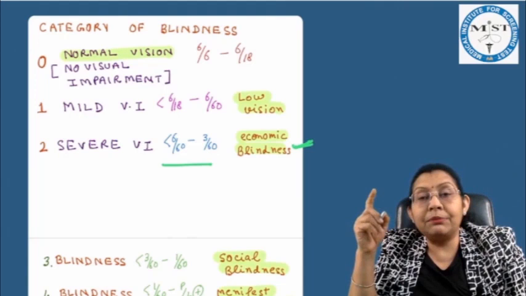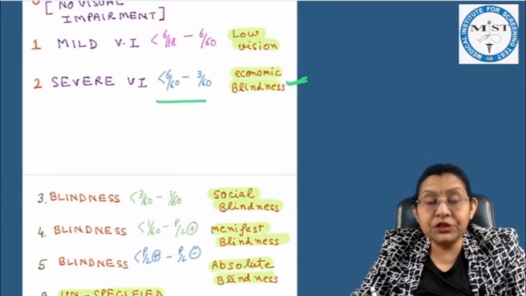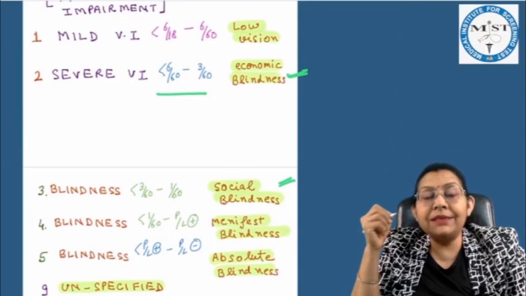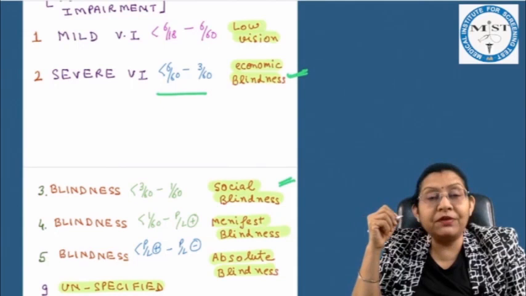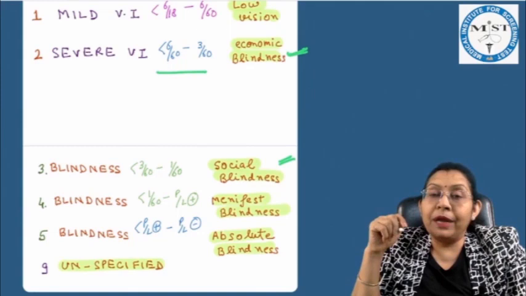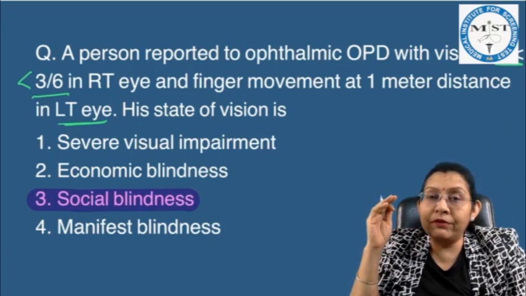But most of the students were saying that the vision mentioned in the better eye was less than 3/60. So they are coming in the category of social blindness, where the vision in the better eye is less than 3/60 to 1/60. So the correct answer for this question is social blindness. The other categories are manifest blindness, if it is less than 1/60 to perception of light present, or absolute blindness, when perception of light is absent or unspecified, the categories of blindness as per the new guideline. So the correct answer, if you consider that the vision in the better eye is less than 3/6 in the right eye and finger movement at 1 meter distance in the left eye, is social blindness.